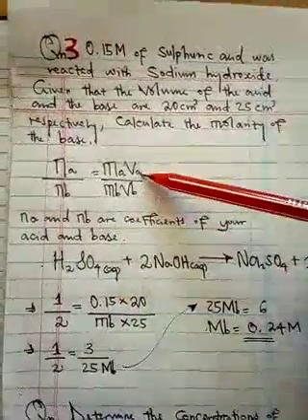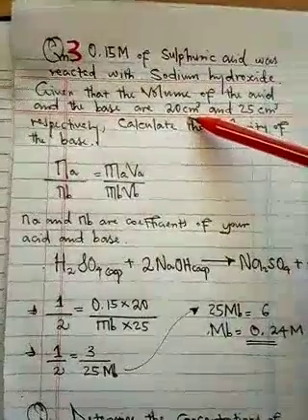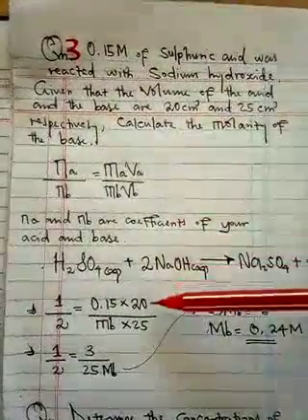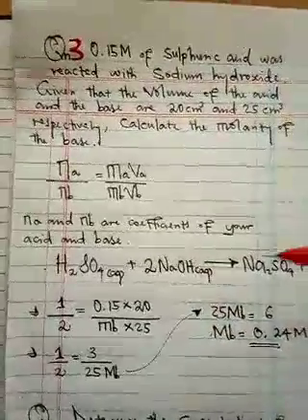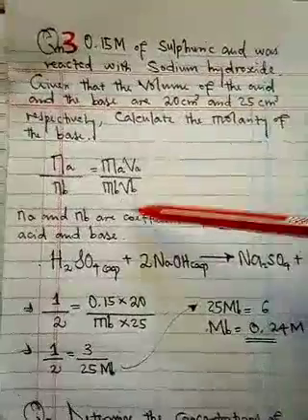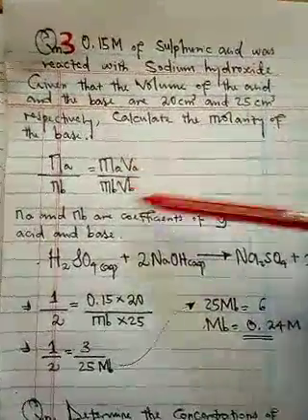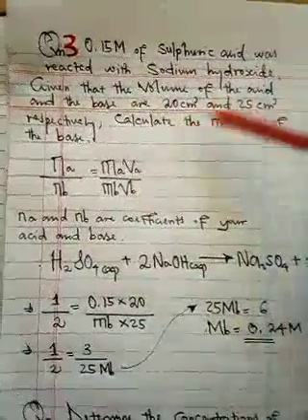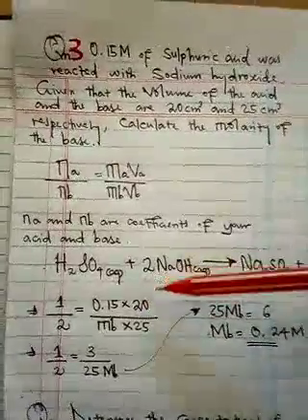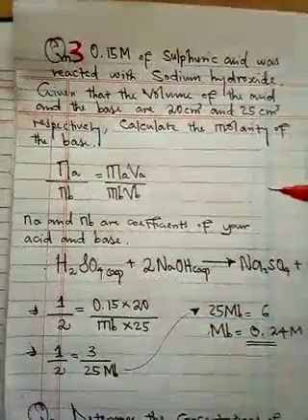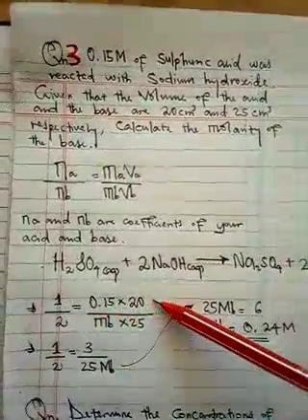The volume of the acid here, according to the question, is 20 centimeters cubed. There is no need for you to start making conversions again, just like we said on the dilution formula. There is no need to convert your volume values from 20 centimeters cubed or 25 centimeters cubed to decimeters cubed here. Just plug in your values directly and everything is going to work. So this is going to be 0.15 times 20.